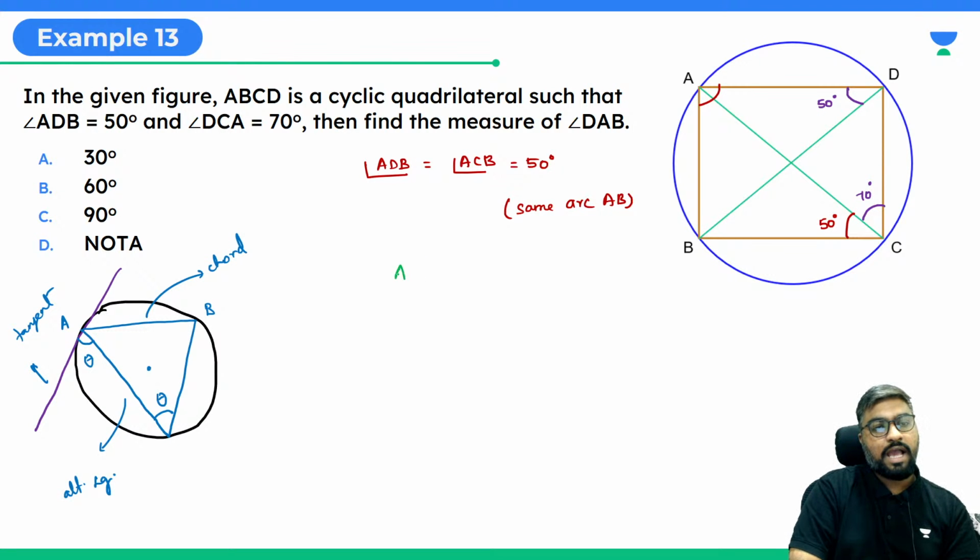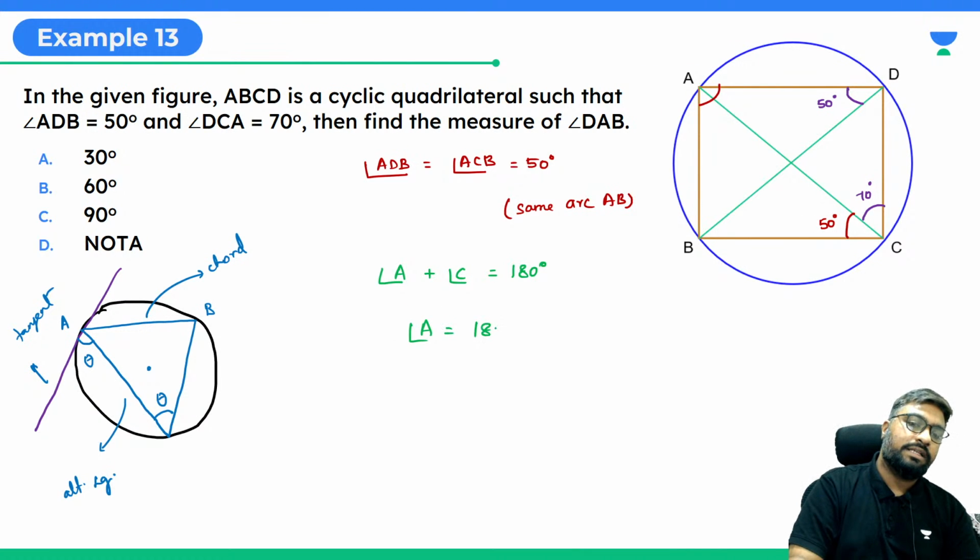So if this is 50, we know that opposite angles in a cyclic quadrilateral are supplementary. So angle A plus angle C should be equal to 180 degrees. Angle C is 50 plus 70, 120. So angle A is what? 180 minus 120. Angle A is 60 degrees.